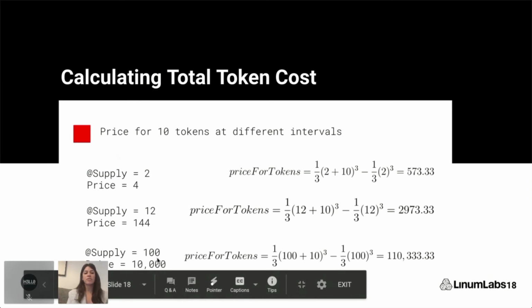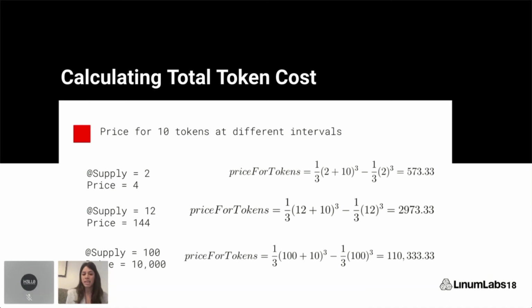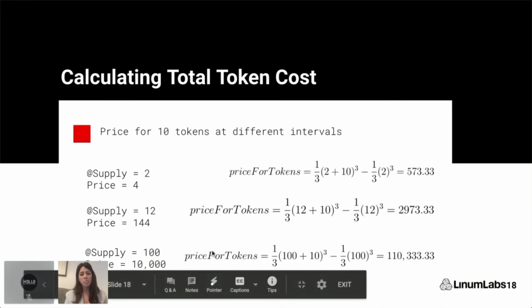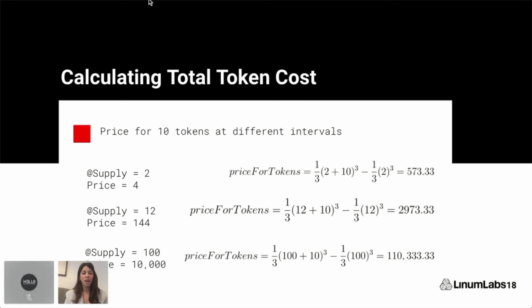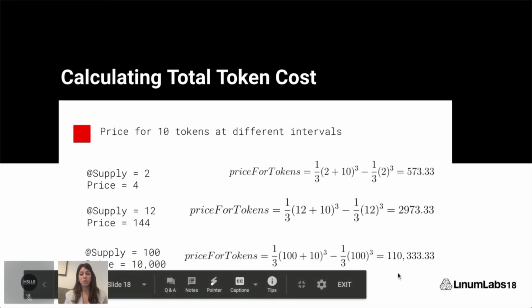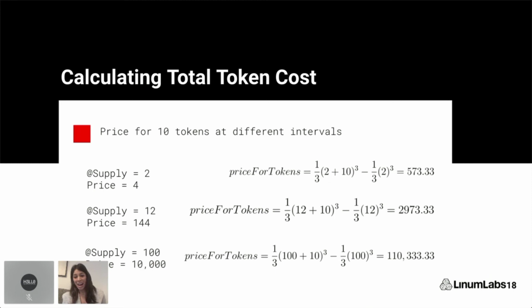And now let's extrapolate out to the 100th token. Let's assume a user comes in, 100 tokens have already been minted, and they want to buy another 10. That'll make the price for tokens 1/3 (100 plus 10) cubed minus 1/3 100 cubed. And that comes out to 110,333 DAI, which is essentially 10,000 DAI per token. That is now 250 times more than that first user who came in when the supply was 2. Maybe that's fine, but these are the aspects you want to take into consideration when you design your bonding curve and what kind of project you want it to back.